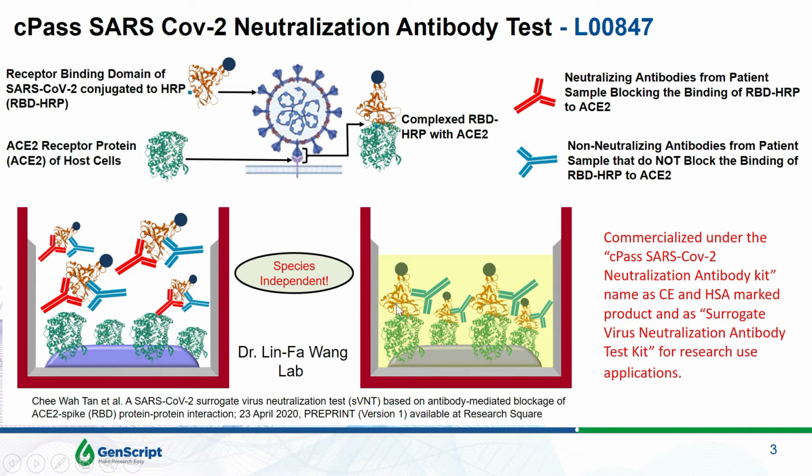So now all of these receptor binding domains are bound. And of course, because the HRP is bound to the receptor binding domain, which interacts and changes the TMB color to yellow, we get a yellow color. So if we don't have neutralizing antibodies, we get a color change. And if we do have neutralizing antibodies, we see no color change. And this is how the assay works.